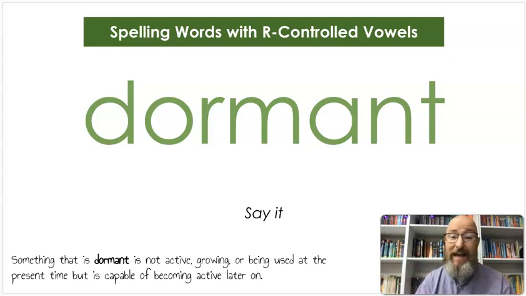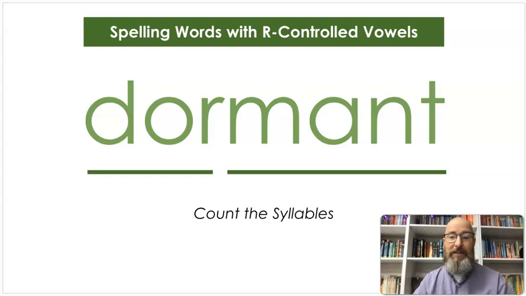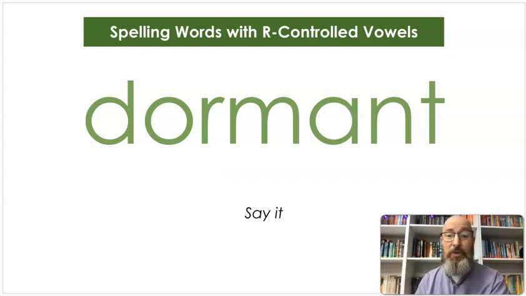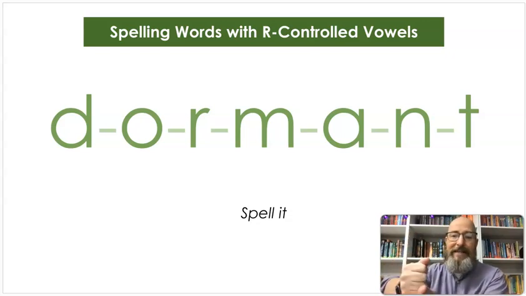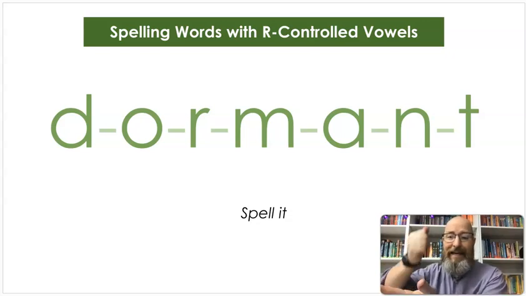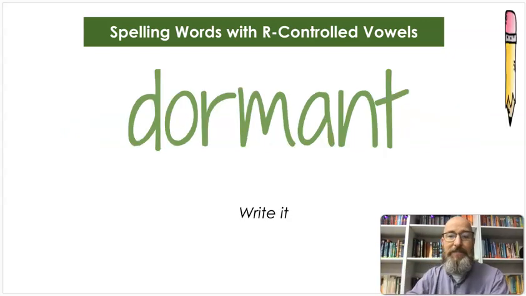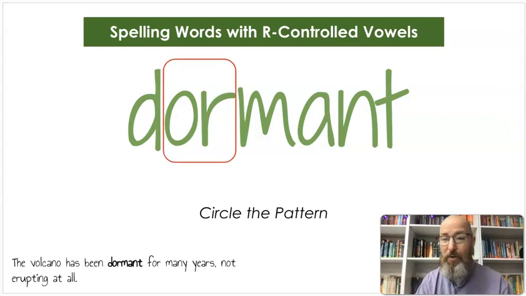Something that is dormant is not active, growing, or being used at the present time, but is capable of becoming active later. Let's count the syllables. Dormant. Dormant. Let's spell it. D-O-R-M-A-N-T. Dormant. And let's write it. D-O-R-M-A-N-T. And of course the R-controlled vowel, the O-R again. What sound does it make? Or is right. The volcano has been dormant for many years, not erupting at all.